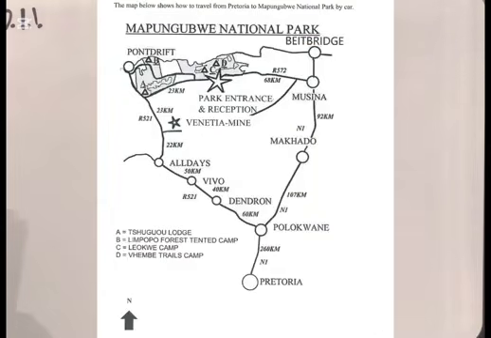When we look at the map here, the map below shows how to travel from Pretoria to Mapungubwe National Park by car. We have Mapungubwe National Park, represented by this big star. And then we see Pretoria there. We can see that we can use N1 up to Messina. Then at Messina, you turn left using R572. You only drive for 68 kilometers to reach the park.